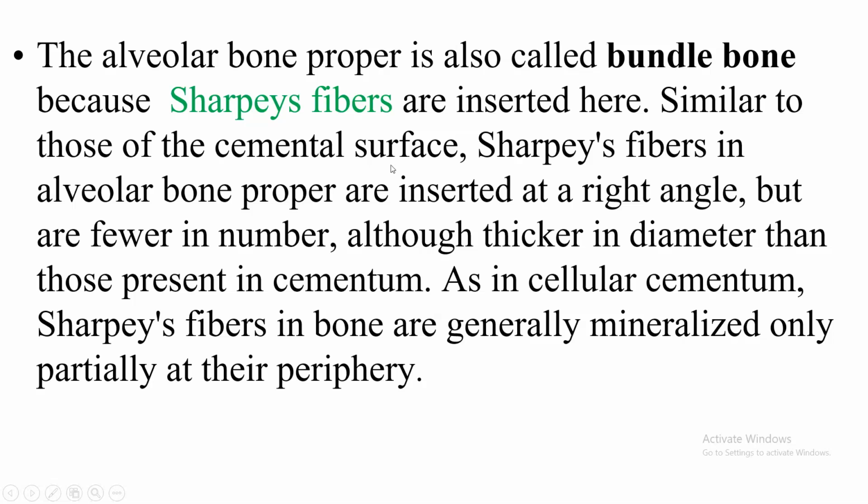This means the periodontal fibers are inserted with one end in the alveolar bone, which we called bundle bone, and the other end in the cemental surface. These Sharpey's fibers inserted in the alveolar bone proper are usually inserted at right angles, few in number but thicker in diameter than those in the cementum. As in the cellular cementum, these Sharpey's fibers in the bone are generally mineralized only partially at their periphery, the same as in the cementum and the alveolar bone proper.